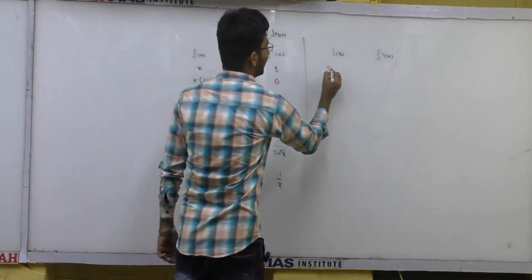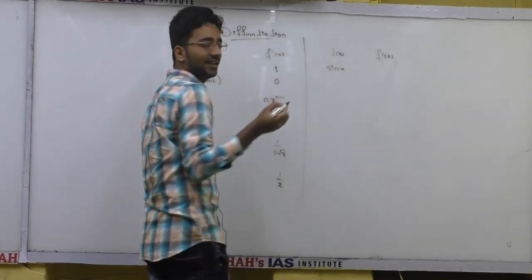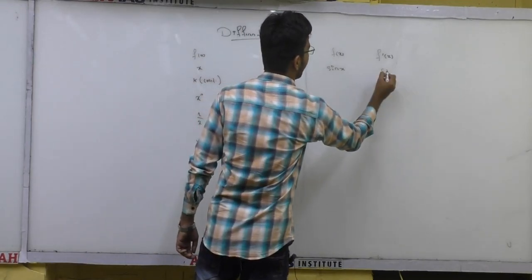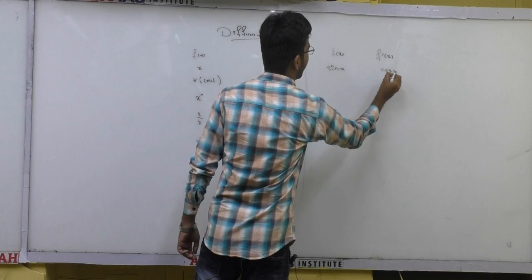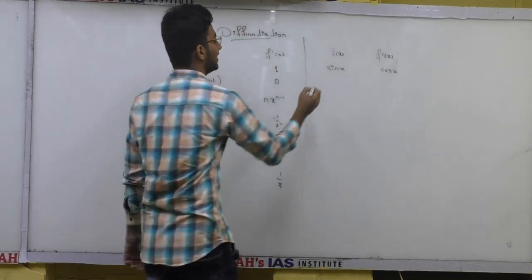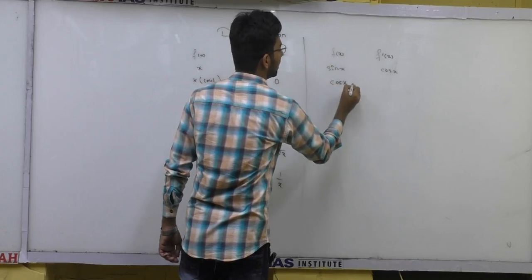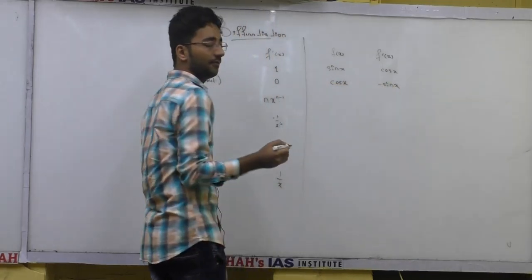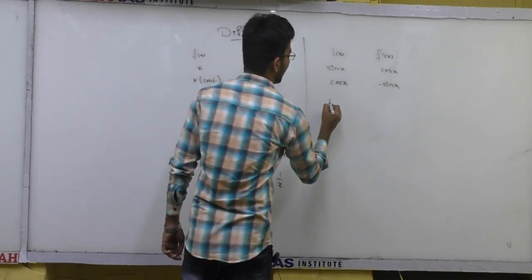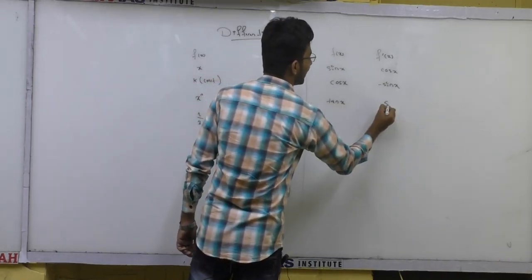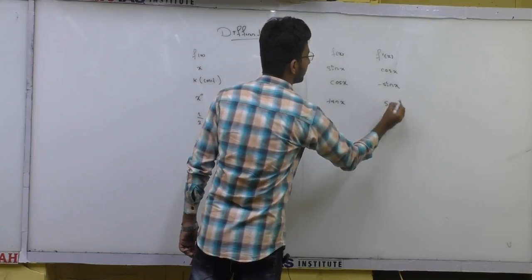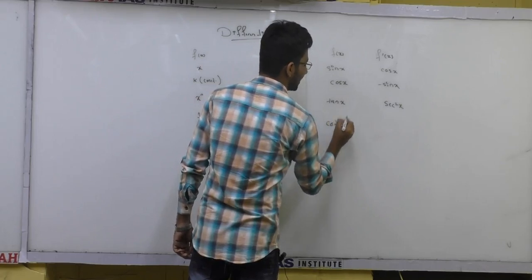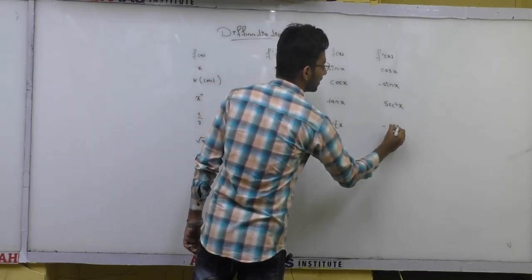Now, if the function is sin x, just now we did, the derivative of sin x will be cos x. Now, if the function is cos x, the derivative will be minus sin x. Similarly, for tan x the derivative will be sec square x. Then we have cot x. The derivative of cot x will be minus cosec square x.